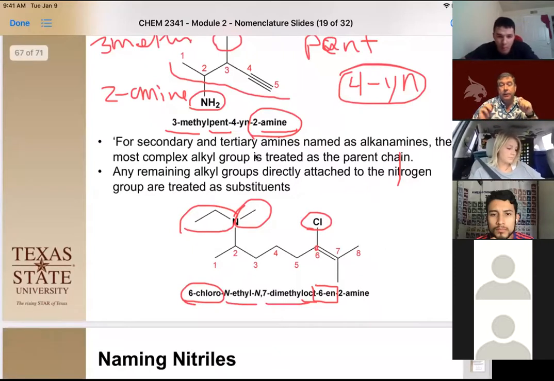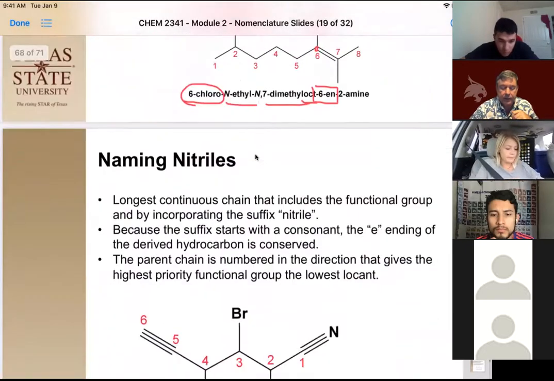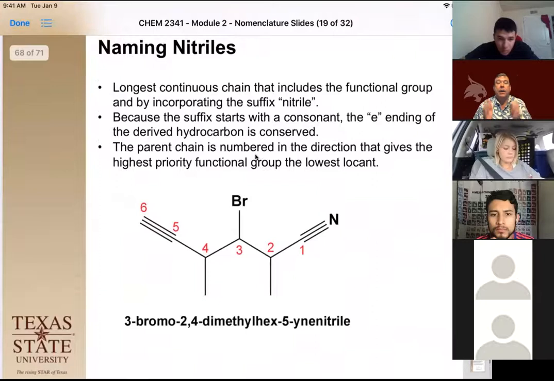Now, another carboxylic acid derivative we have is what we call a nitrile. The reason it's a carboxylic acid derivative is that if you took your amide and removed water, you end up with a carbon-nitrogen triple bond. That carbon-nitrogen triple bond is what we call a nitrile. And because it's a carboxylic acid derivative, it's one of the higher ones.